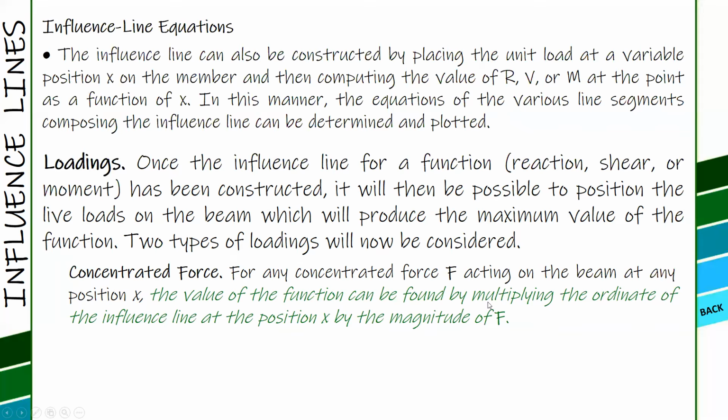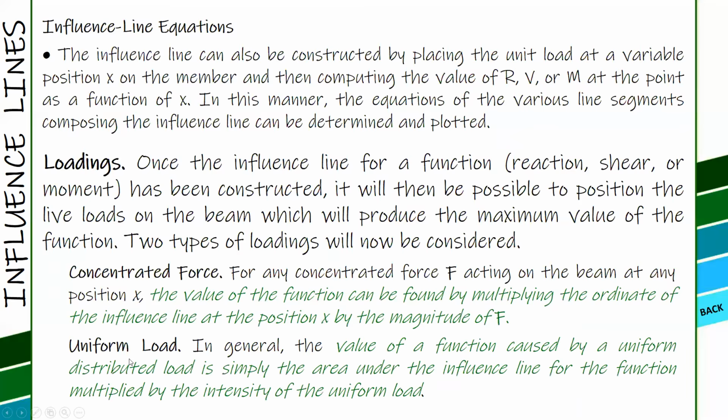For a concentrated force F acting on the beam at any position x, the value of the function can be found by multiplying the ordinate of the influence line at position x by the magnitude of F. And for a uniform load, in general, the value of a function caused by a uniformly distributed load is simply the area under the influence line for the function multiplied by the intensity of the uniform load.